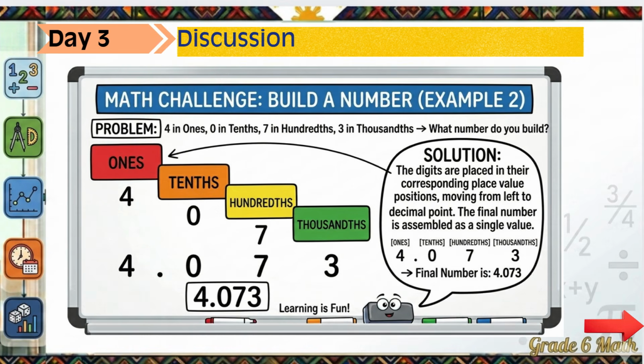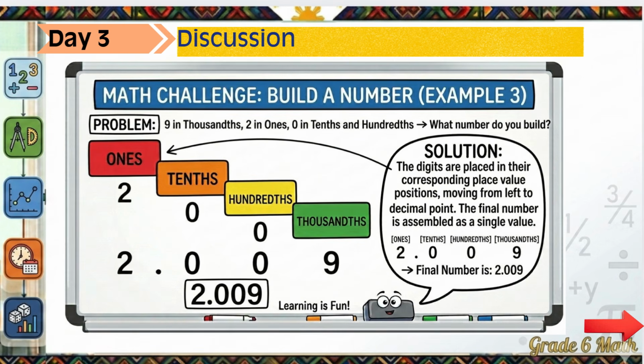To build this number, place each given digit into its correct place value position moving from left to right across the decimal point. Start by putting 4 in the ones place, followed immediately by the decimal point. Next, place 0 in the tenths spot as a placeholder, 7 in the hundredths spot, and 3 in the thousandths spot. Assembling these digits side by side forms the complete number 4.073, which is spoken as 4 and 73 thousandths.